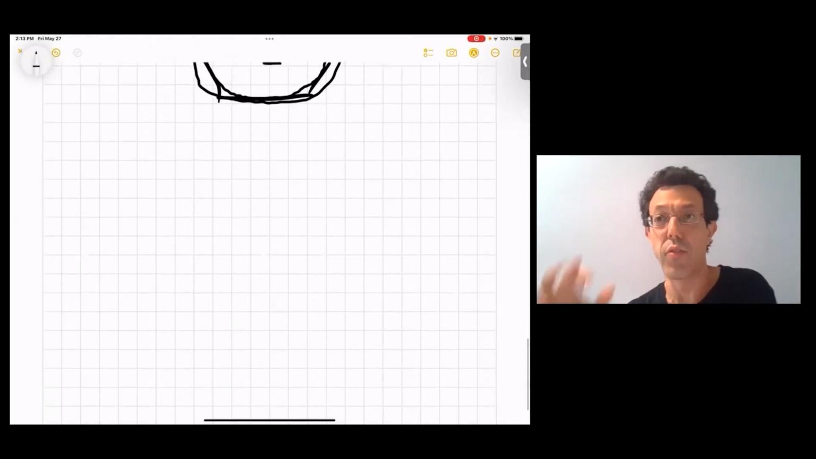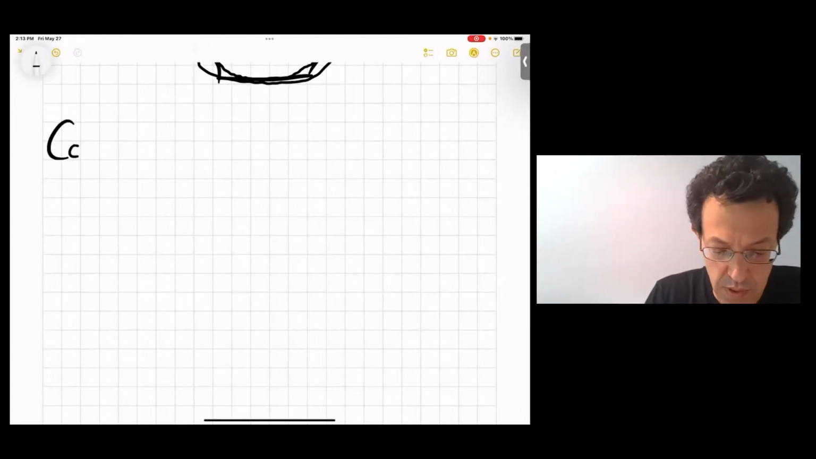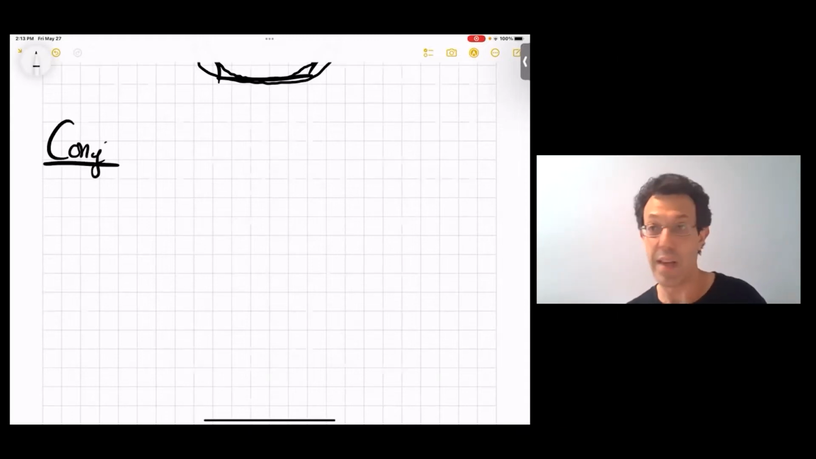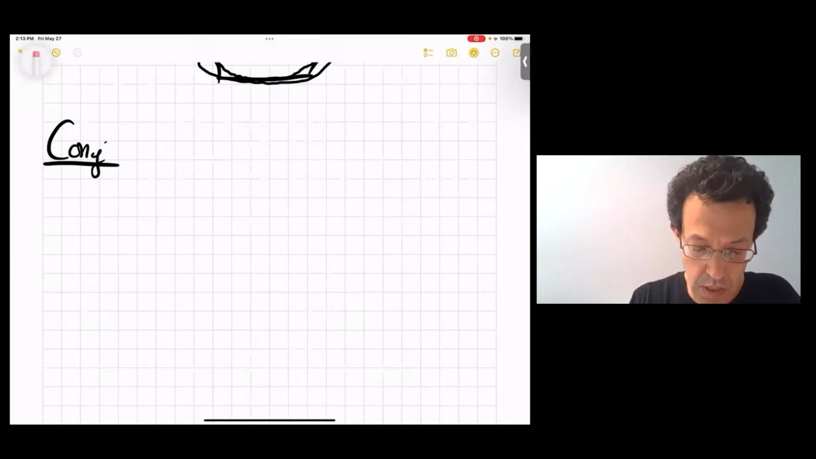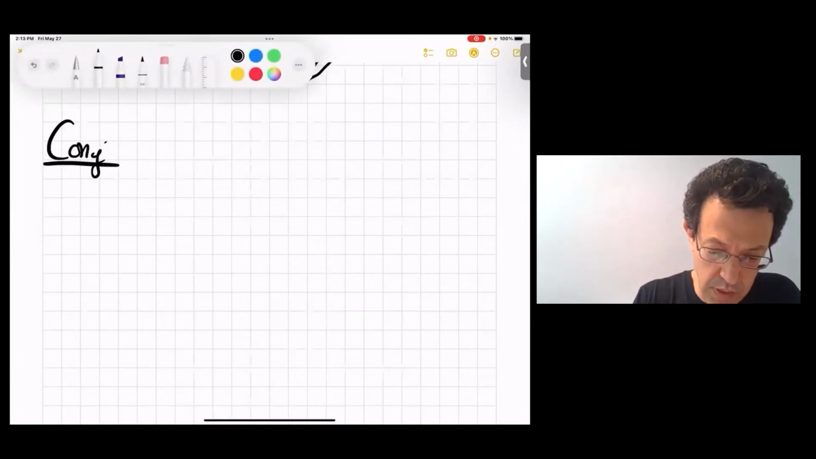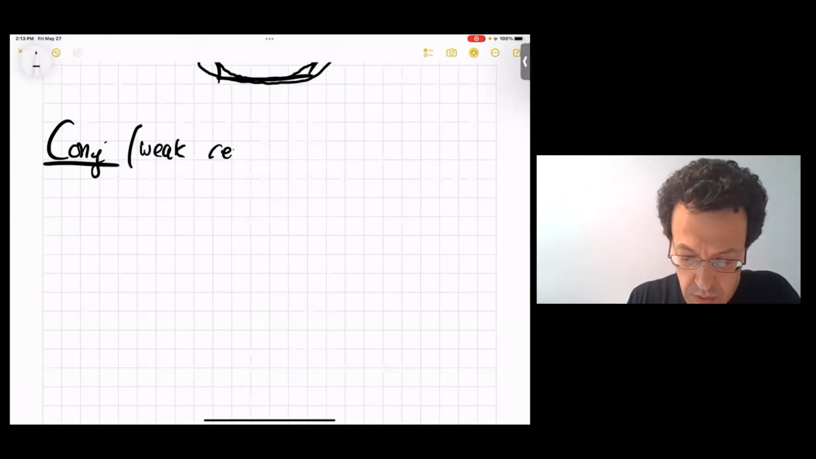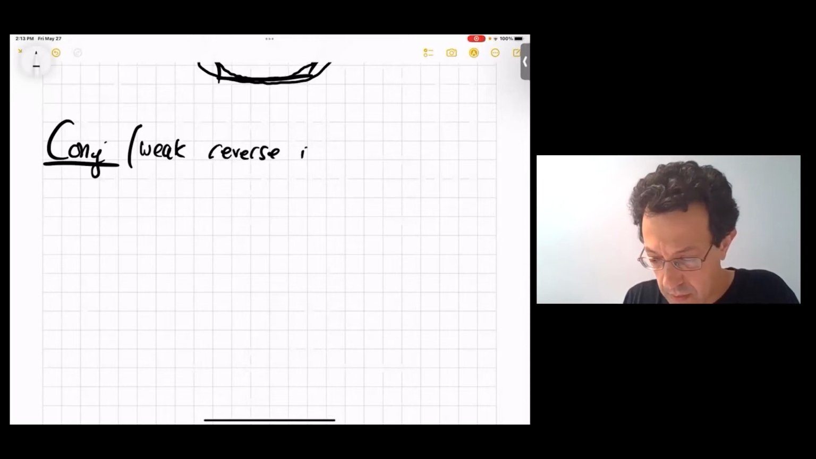I just want to say, in full disclosure, for the application I need a weaker version of this conjecture, which is also open. This is a variant of this conjecture, which I would also be happy to solve for the applications. I just need the weak versions of it. So let's go to weak reverse isoperimetry.